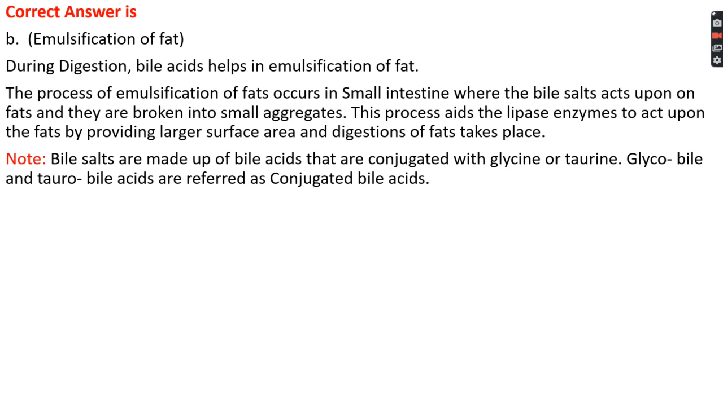The process of emulsification of fats occurs in the small intestine where bile salts act upon fat and it is broken into small aggregates. This process allows lipase enzymes to act upon the fat by providing a larger surface area, and digestion of fat takes place. Note that bile salt is actually made of bile acids that are conjugated with glycine or taurine. Glycocholic and taurocholic acids are referred to as conjugated bile acids.